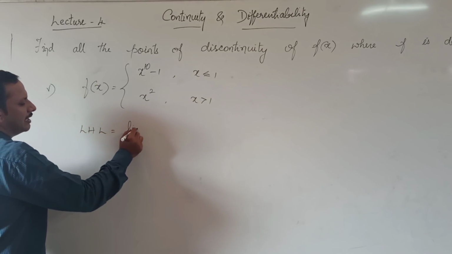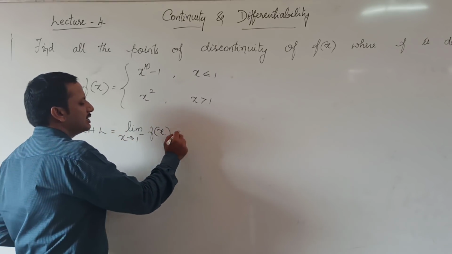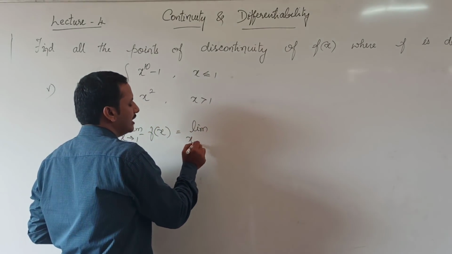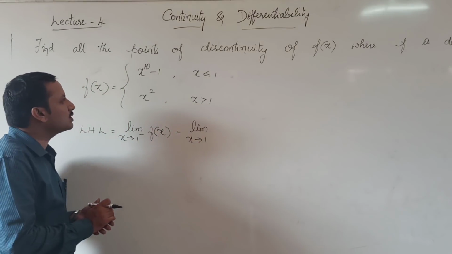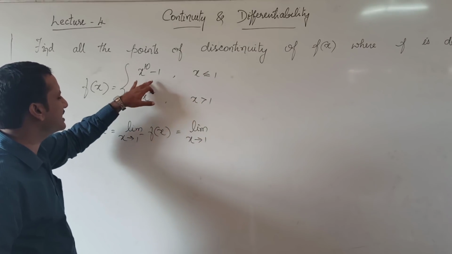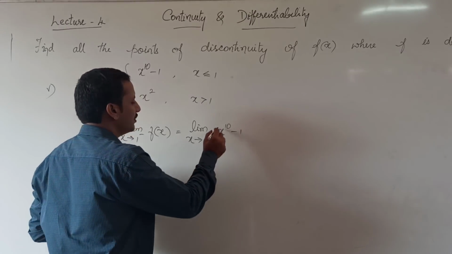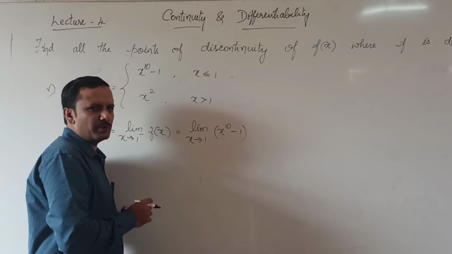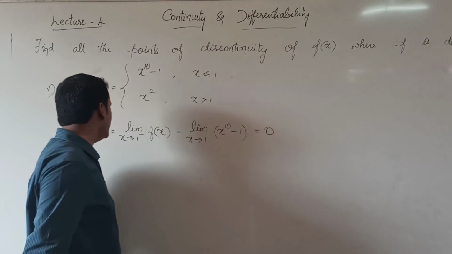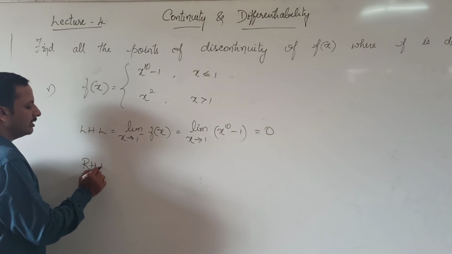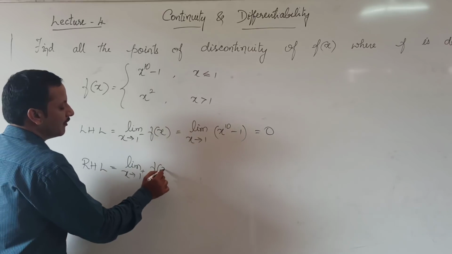I will find out the left hand limit. Limit x tends to 1 minus f of x. X is approaching 1 from the left side, meaning x is less than 1, so the function is defined as x power 10 minus 1. Applying the limit, 1 power 10 is 1, and 1 minus 1 gives 0.